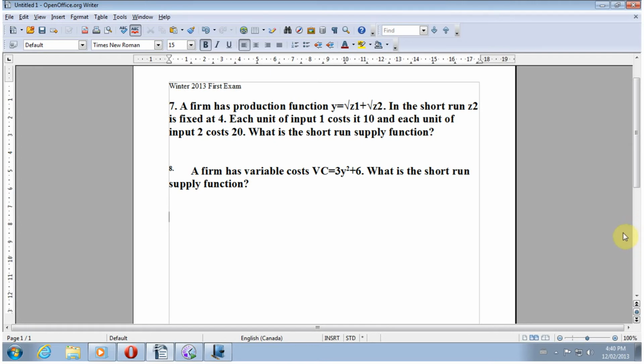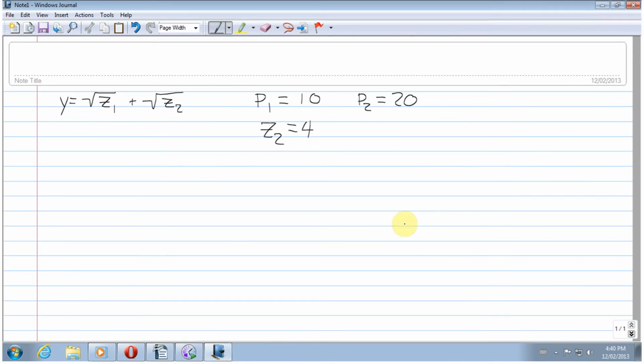A firm has production function y equals root z1 plus root z2. In the short run, Z2 is fixed at 4. Each unit of input 1 costs it $10, and each unit of input 2 costs it $20. What is the short run supply function? Okay, so I've written down here the production function, price of input 1, price of input 2, and the fixed quantity of Z2. Price of input 2 is part of fixed cost. You don't even need it. It's somewhat of a ruse.